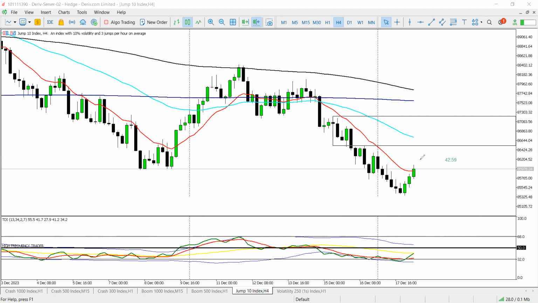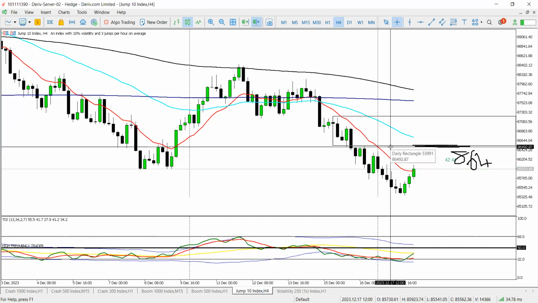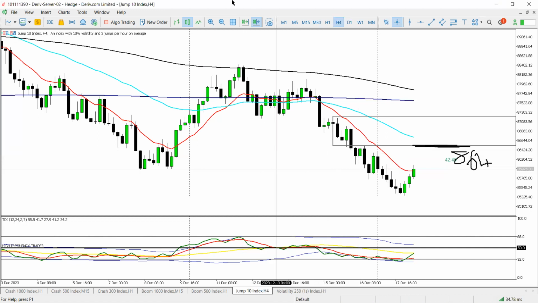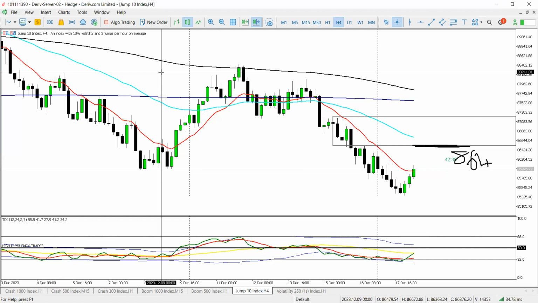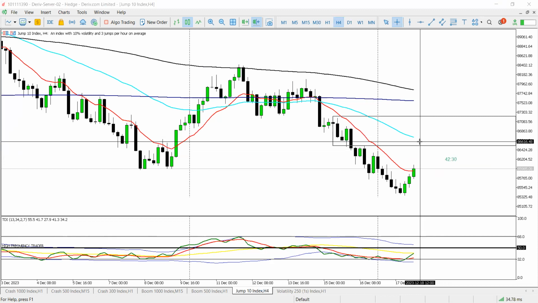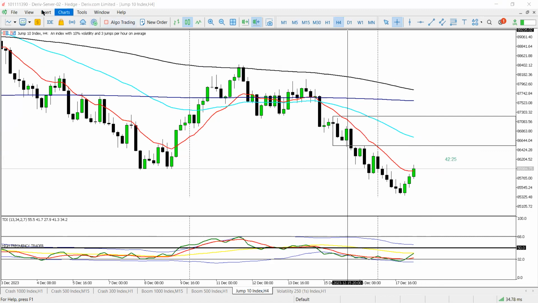So J10, I would love to see them come anywhere in this area. So anywhere from 86, let me get the exact value here. Anywhere from 86,500 actually, from 86,500. We should start looking for a sell there. Once we get to 86,500, let's see how the price action will be painting, and we can potentially get a sell trade. So 86,500 is a point of interest.